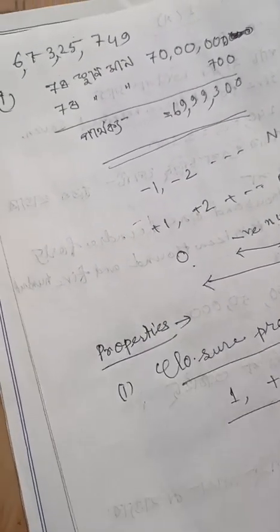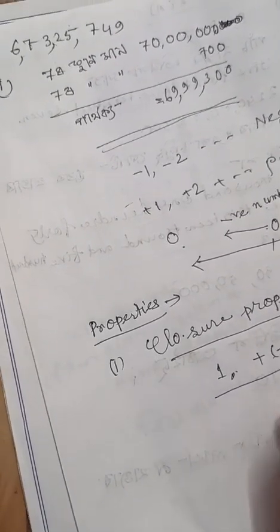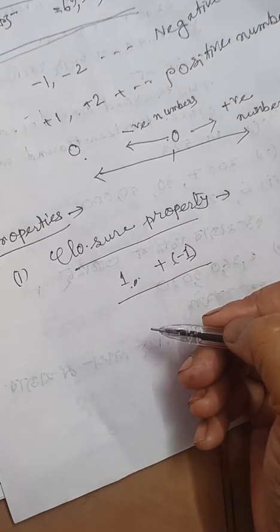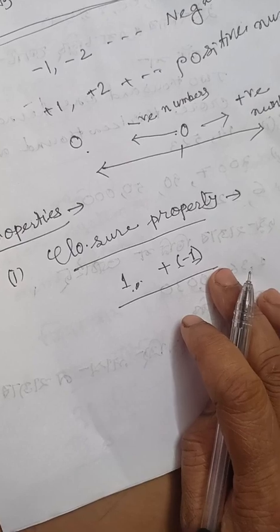What is their sum? Suppose we take the positive as our consumption, and my negative 1 is our expansion.